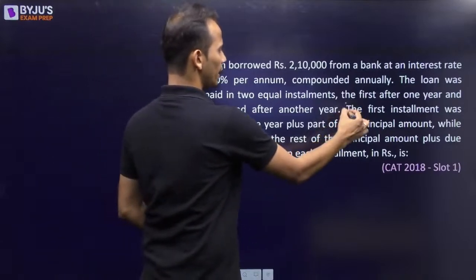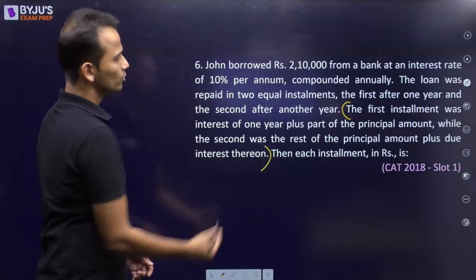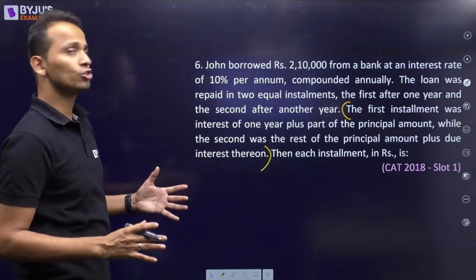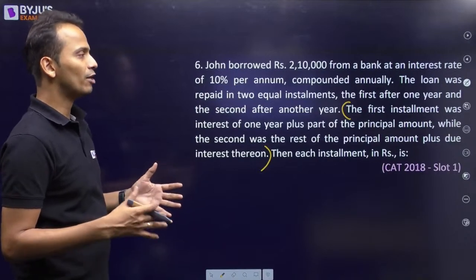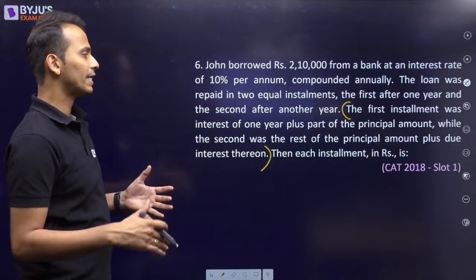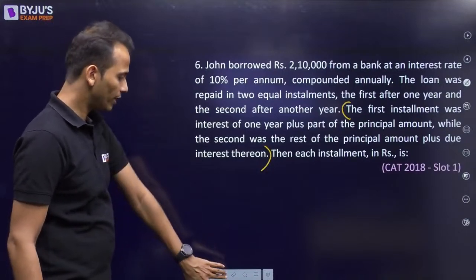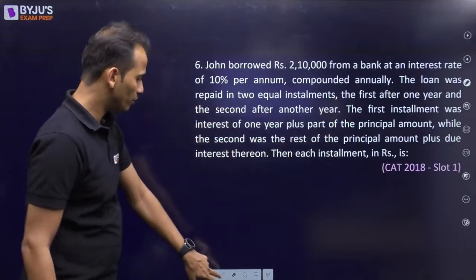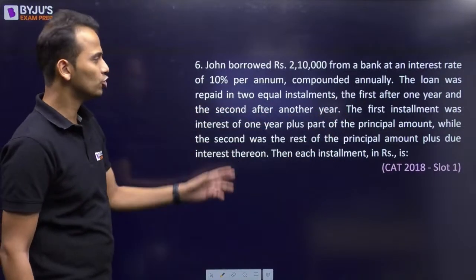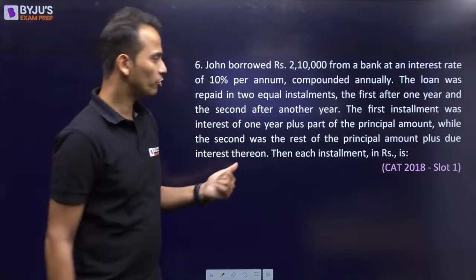This portion is irrelevant if they have given that the installments are equal. They mentioned that the first installment was some interest of 1 year plus part of the principal amount, while the second was the rest of the principal plus the due interest thereon. It's enough that they have given that it's an equal installment, so there is no need to read this line. Obviously in the examination we will read it.